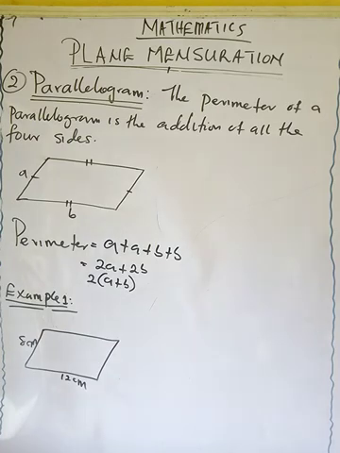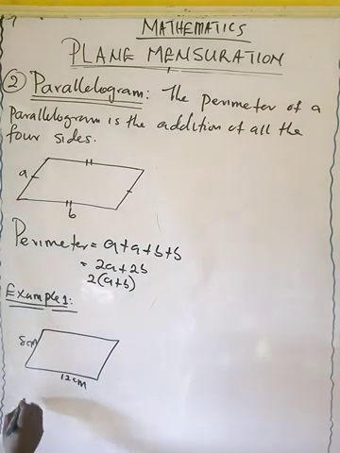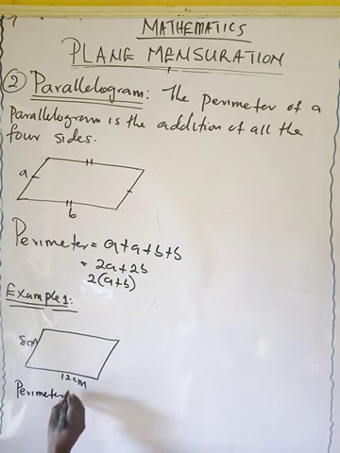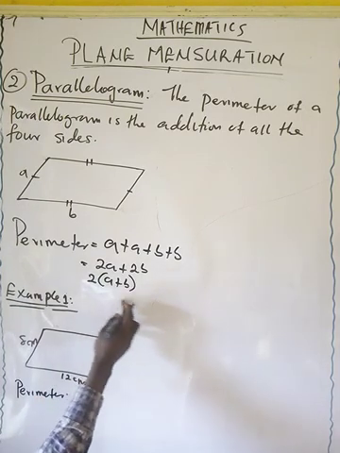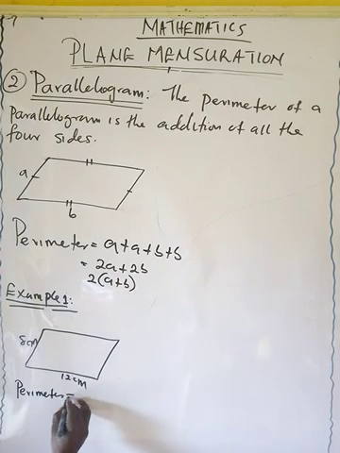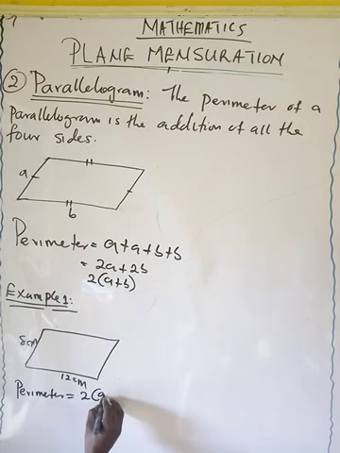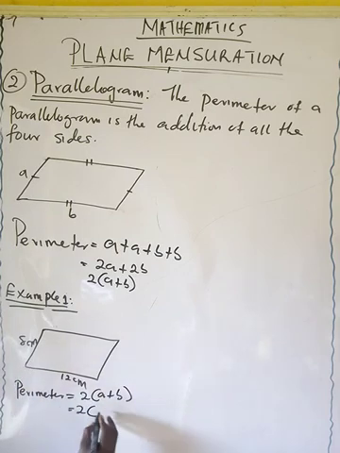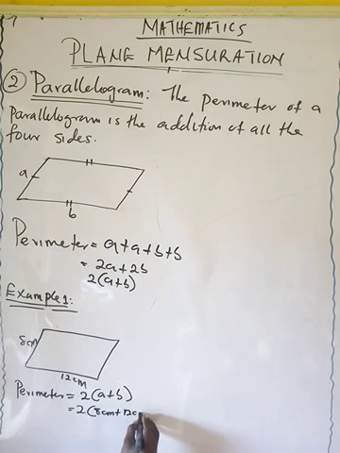So in this example, we want to calculate the perimeter. To calculate this perimeter, we are using this formula. We are using what? This formula. We have 2 times the bracket of A plus B. So that means 2 times, our A is 8 centimeter plus B 12 centimeter.